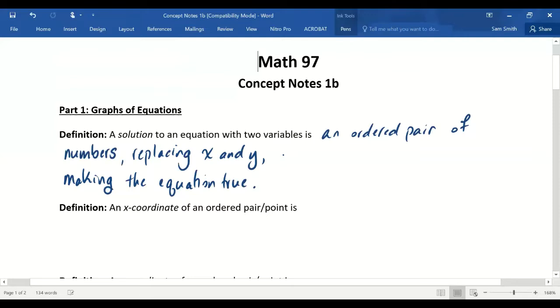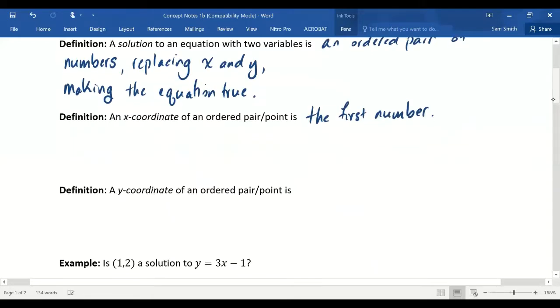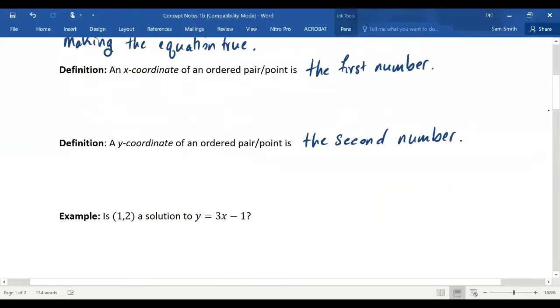And we call that first number in an ordered pair, which is also called a point, the x-coordinate. Whereas the second number in the ordered pair, the second number in the point, is called the y-coordinate. So I kind of like this: x comes before y in the alphabet, and so in the ordered pair, x comes before y there as well.